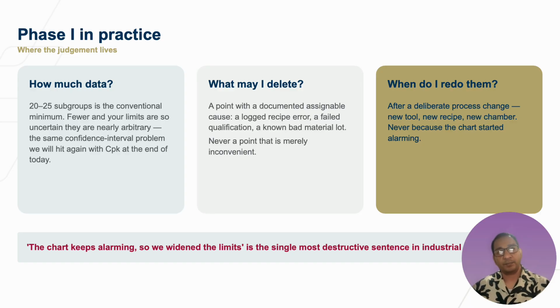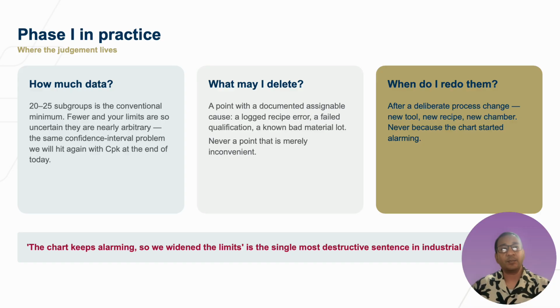Three practical questions about phase 1. How much data? 20 to 35 subgroups is a conventional minimum. Fewer and your limits carry so much uncertainty that they are close to arbitrary. It is the same confidence interval problem we will hit again with Cpk at the end of today.